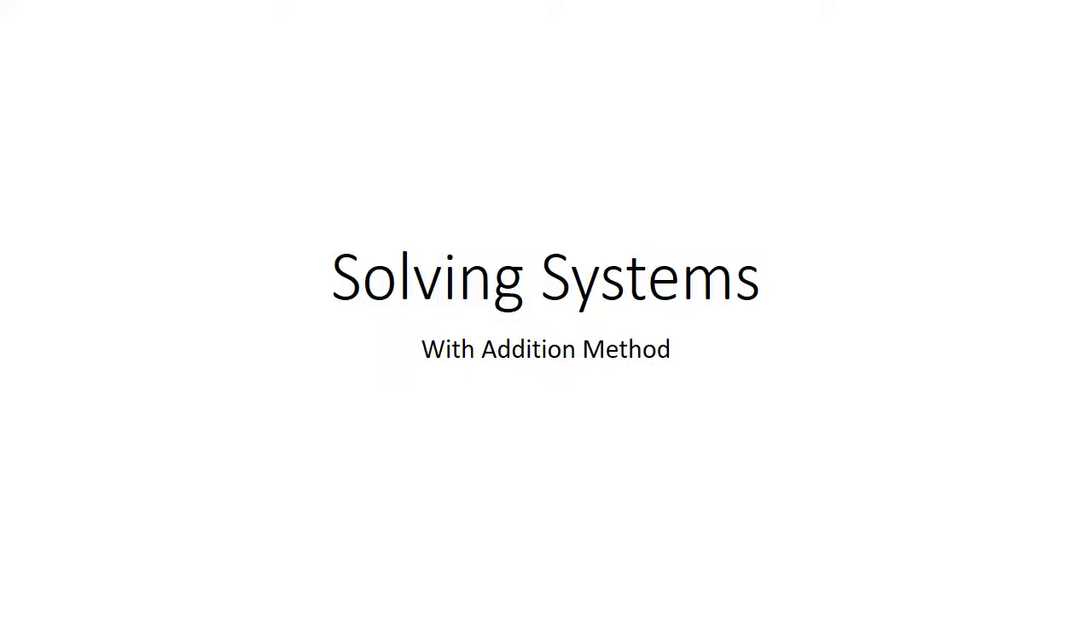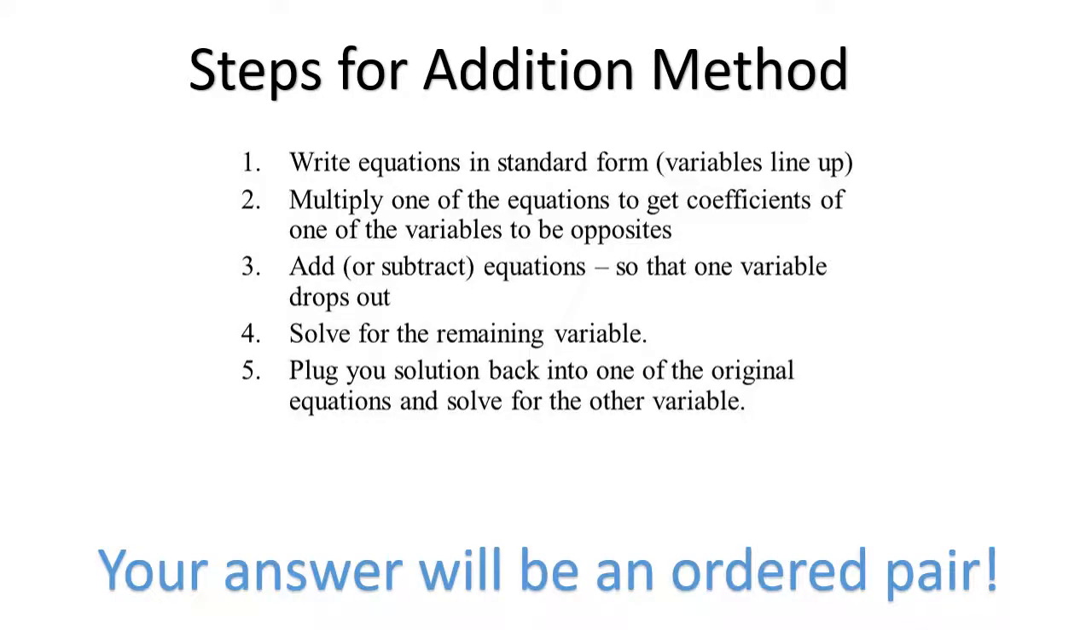Another way to solve a system of equations is using the addition method, sometimes called the addition-elimination method. Now, the steps for this are very important. Make sure that you write your equations with all of the variables lined up. Even line up the equal sign.